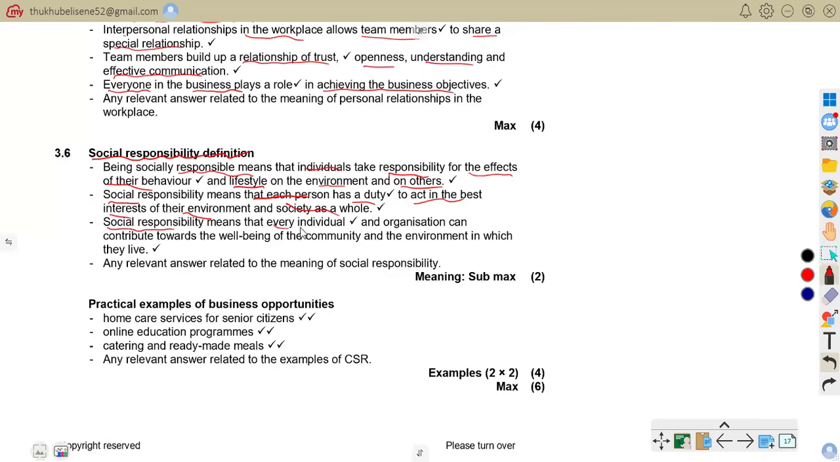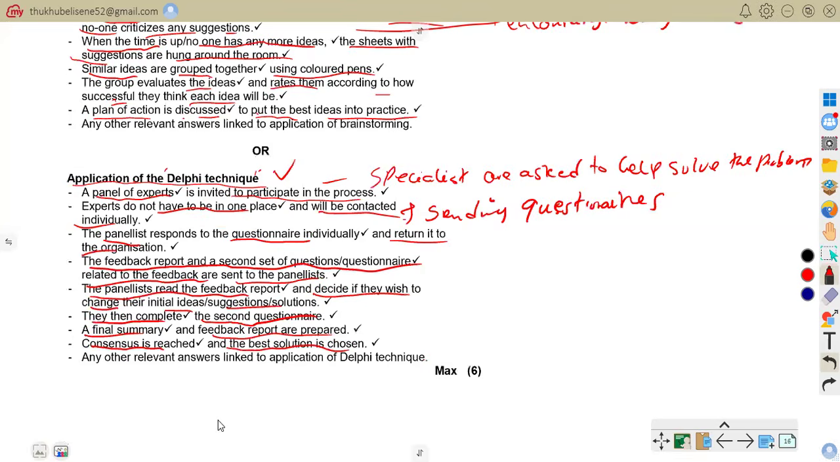Social responsibility means that every individual and organization can contribute towards the well-being of the community and the environment in which they live. Meaning to say they are giving back to the community. So the practical examples are as follows: home care services for senior citizens, online education programs, whereby you are trying by all means to make sure that the people in the community are equipped with knowledge and skills, catering and ready-made meals, any relevant answer. So now let us move on to 3.7.